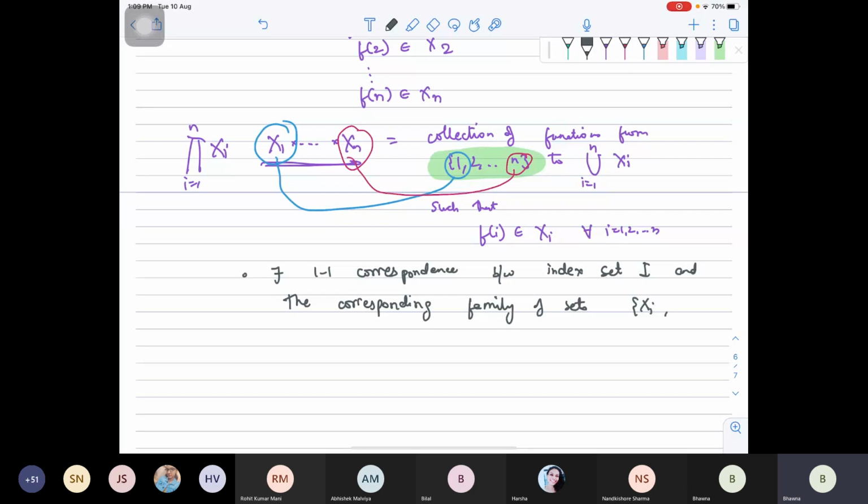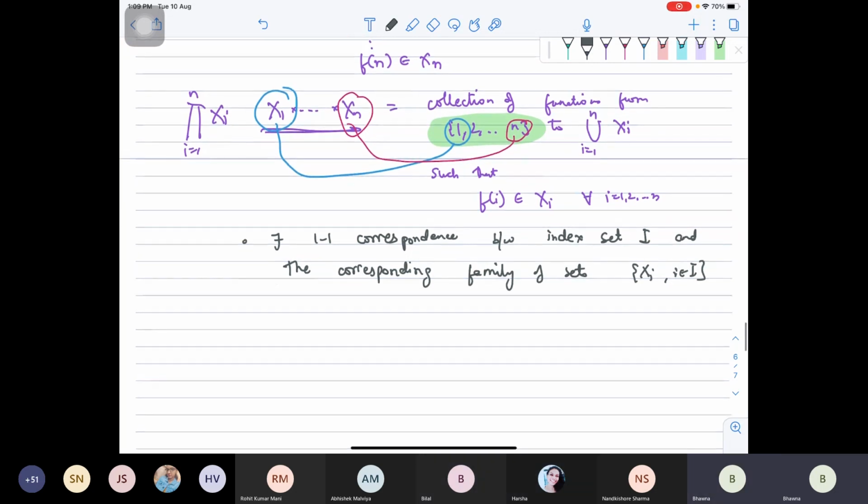Xi, where i belongs to I. The index set is just coming out from the family of sets whose product we want to define. Do you understand? Yes, ma'am. Okay. If there is any problem, then you can ask again.